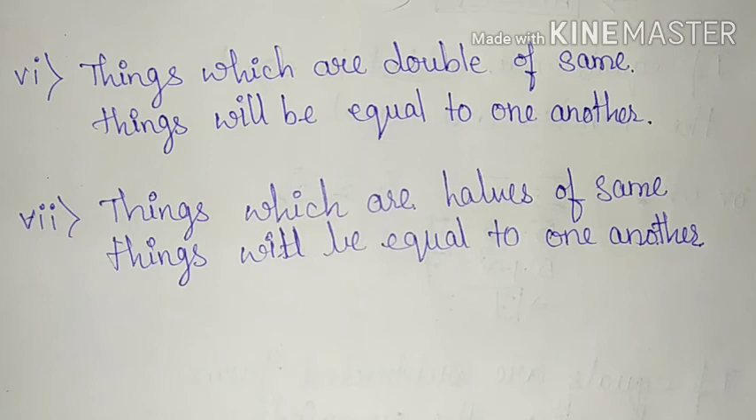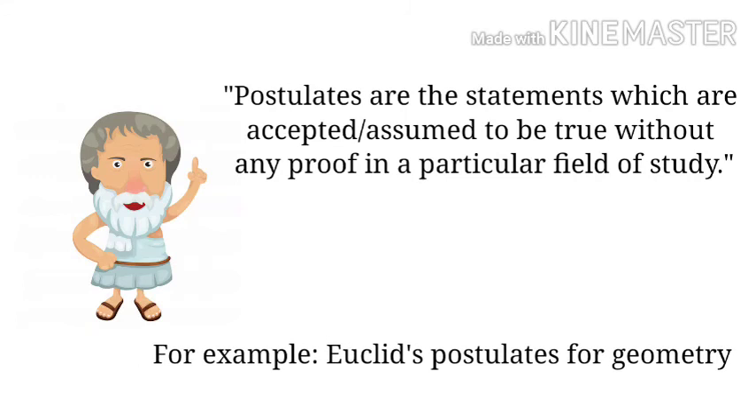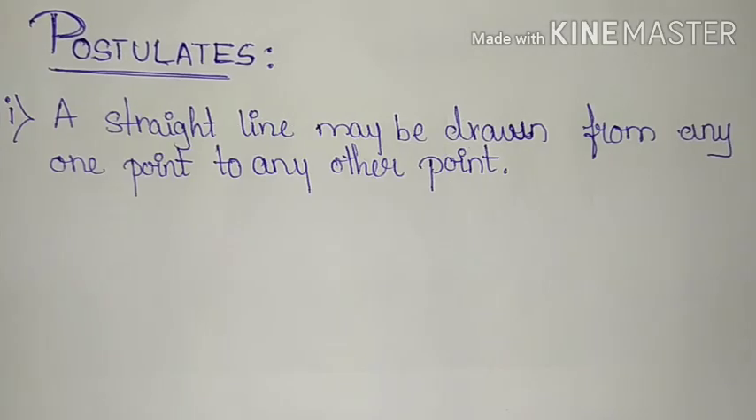Moving on, we'll look at the 5 postulates of Euclid. Just like axioms, postulates are also statements which are accepted to be the truth without any kind of proof, but they belong to a particular branch of study. In case of Euclid's postulates, these are the statements which are accepted to be the truth without any proof and are only for the field of geometry. As said before, there are 5 postulates given by Euclid and they are only for the field of geometry. They cannot be applied to any other field because postulates belong to a particular field of study.